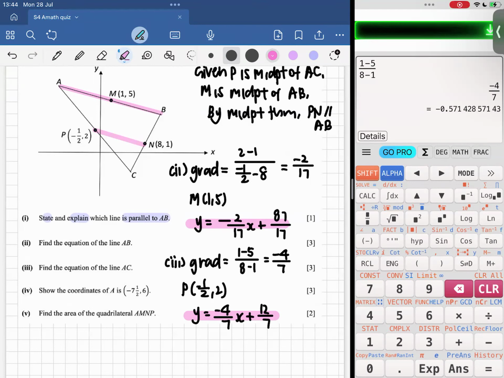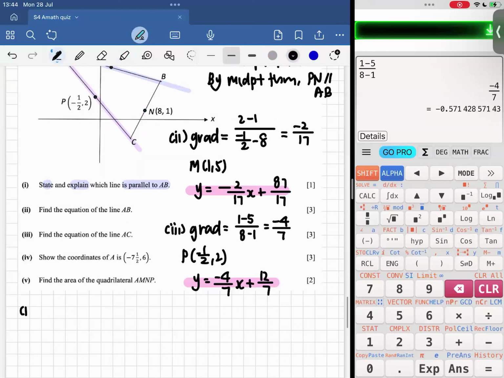So what I want you to note is, you see, you already have the equation of which line? You have the equation of AB. You also have the equation of AC. Do you realize these two meet at A? So if they meet at A, you just need to solve them simultaneously. So simultaneous the two equations that I highlighted. So this one here plus 87 over 17.